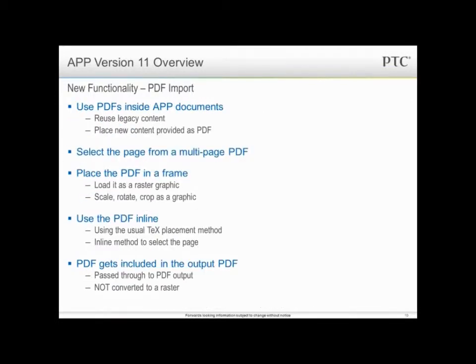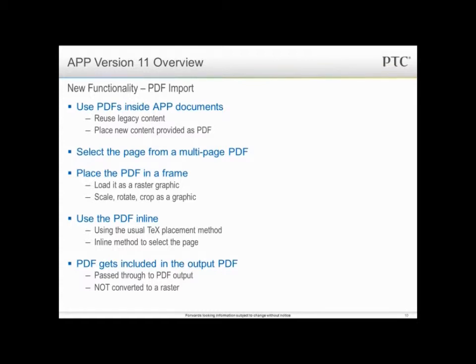We've also provided PDF import. PDF import allows you to embed a page or several pages from an existing pre-published PDF inside your APP document. You can do that either in a frame, so you can use it as a raster graphic inside a frame, or you can do it in line, again selecting to place a raster graphic. And while you do that, you can select which page from the target PDF you want to embed. If you're putting it inside a frame, you can do all the typical things that you would do to a raster. You can scale it, you can rotate it, you can crop it, you can move the origin of it, all that kind of stuff.